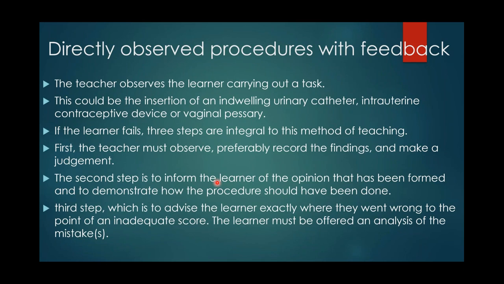What about directly observed procedures with feedback? The teacher observes the learner carrying out a task. This could be, for example, the insertion of an indwelling urinary catheter, an intrauterine contraceptive device, or a vaginal pessary. Three steps are integral to this method of teaching. First, the teacher must observe, preferably record the findings, and make a judgment. The second step is to inform the learner of the opinion that has been formed and to demonstrate how the procedure should have been done. And the third step is to advise the learner exactly where they went wrong, pointing out inadequate skills. So these are the three steps of directly observed procedures with feedback.